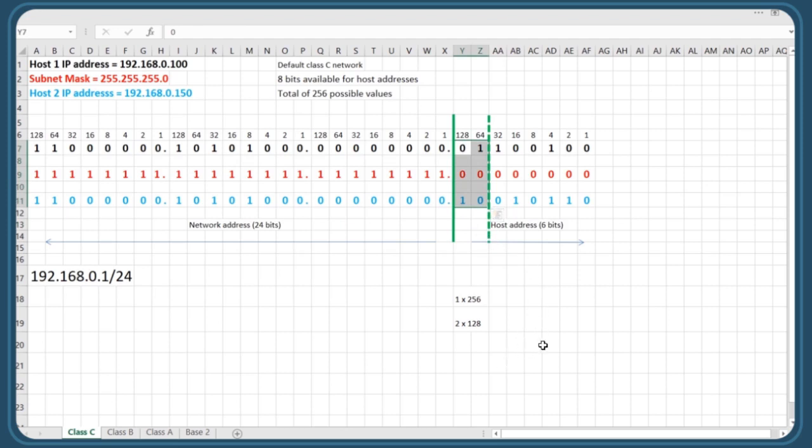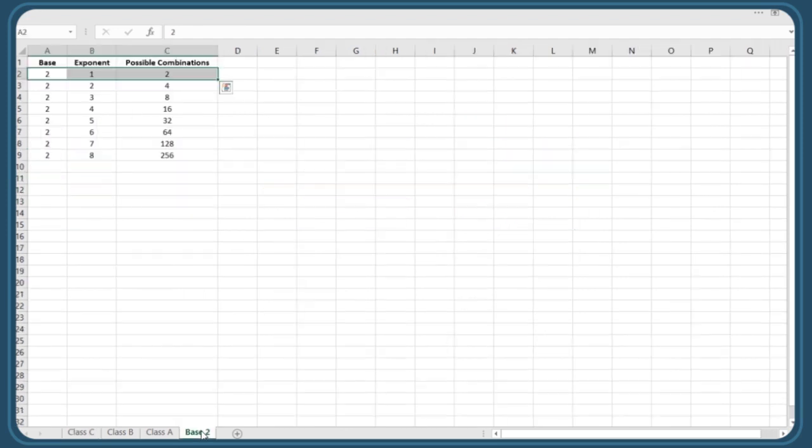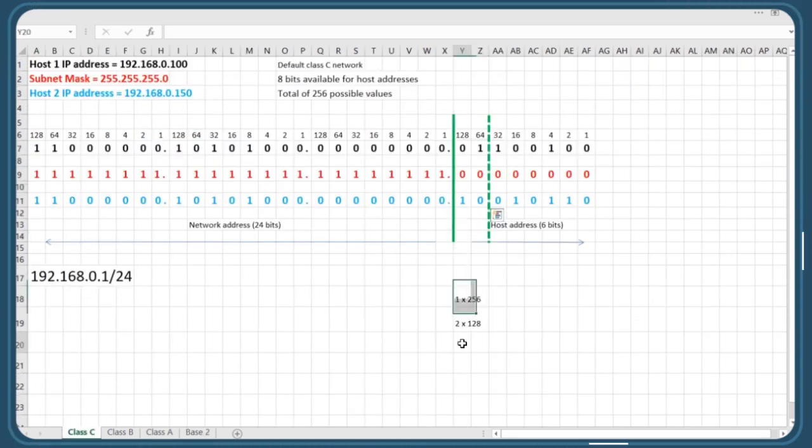So what have I done now? Well, let's go back to our base 2. 6 bits gives me 64 combinations to address my hosts. But 2 bits were masked. So now I have 4 of 64. The total is still the same. 4 times 64 is 256. So the total number never changes. It's how you divide them up.